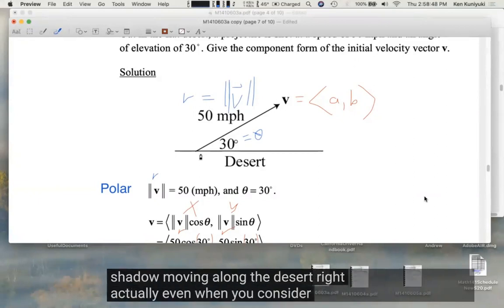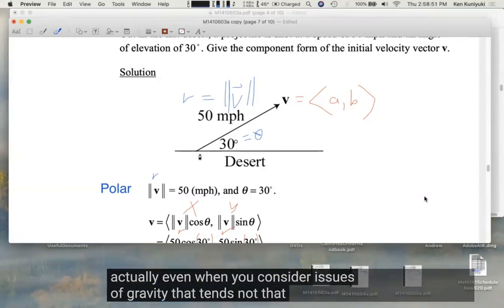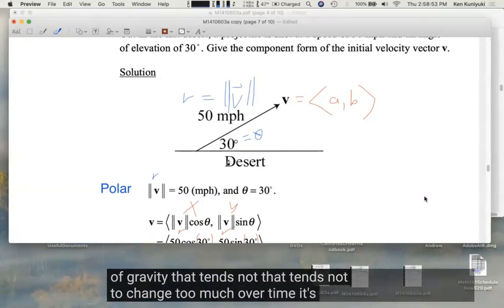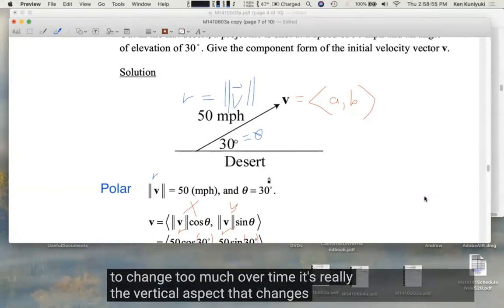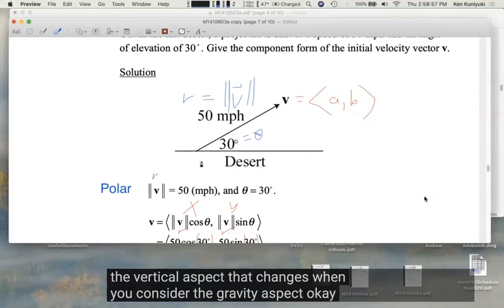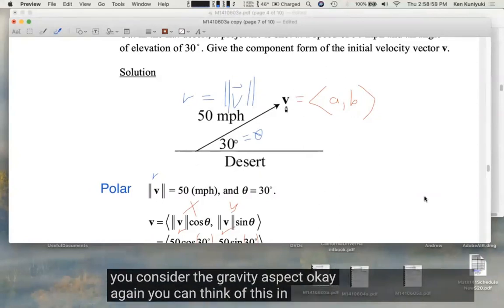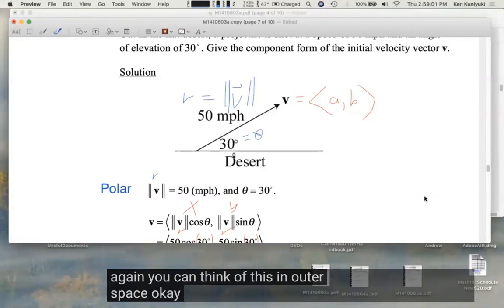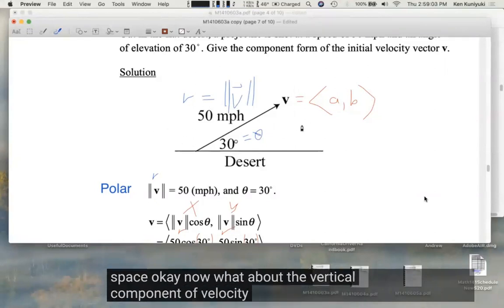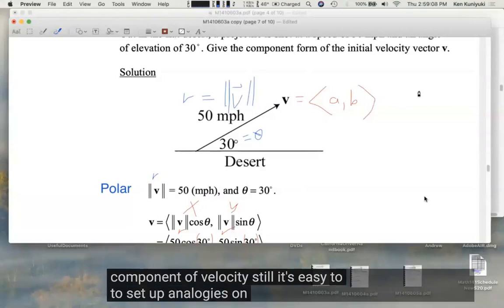Actually, even when you consider issues of gravity, that tends not to change too much over time. It's really the vertical aspect that changes when you consider the gravity aspect. Okay, again, you can think of this in outer space. Okay, now what about the vertical component of velocity? Still, it's easy to set up analogies on Earth.